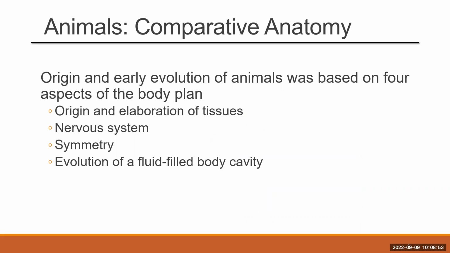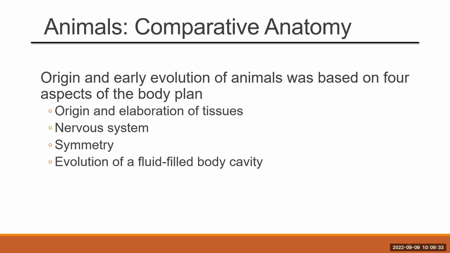So whenever we think about the evolution of animals, there are four main things that happened. The broadest patterns of change that we saw were the origin and elaboration of tissues, the development of a more complicated nervous system, different symmetries evolved, and then this fluid-filled body cavity. So if we think about the origin and elaboration of tissues, where do you get different tissues? What makes up a muscle? What makes up skin? What makes up nerves? All the different things have different tissue origins.